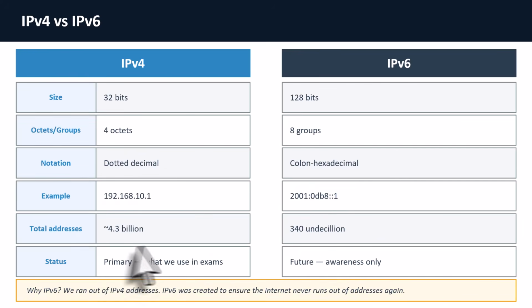At the moment, we are still using IP version 4. It's what we're using in most organizations. Even the internet itself, a big part of the internet is still relying on IP version 4.